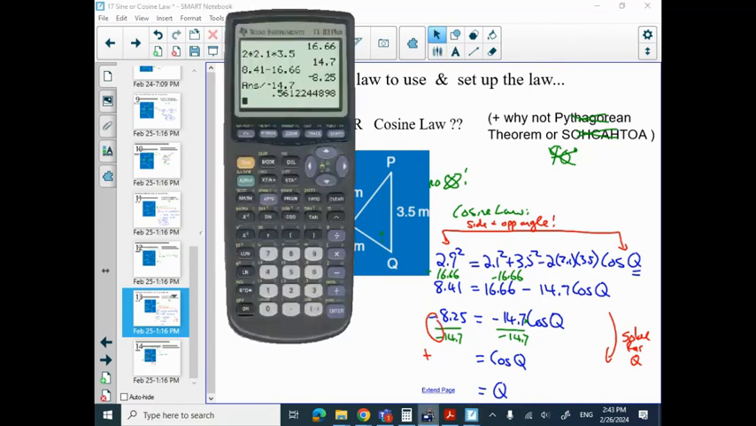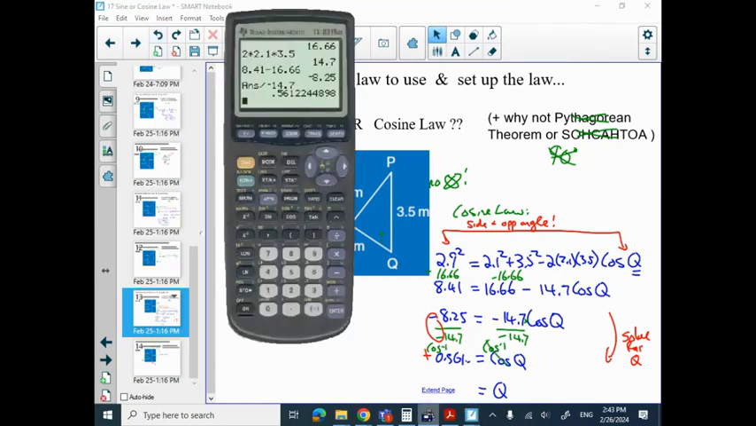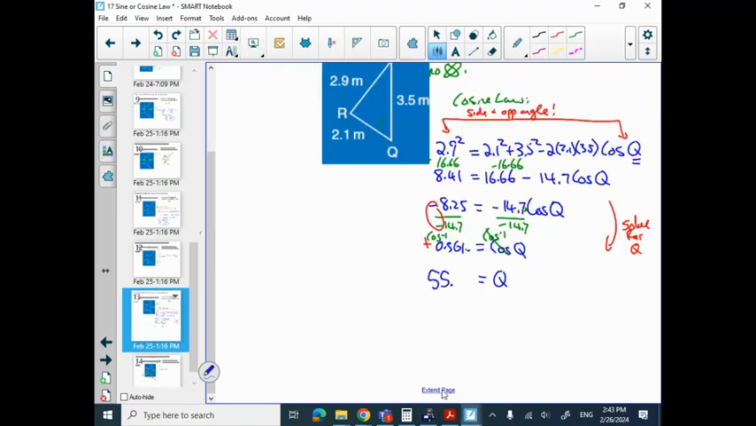But we ended up with 0.561, and keep some decimals. Take the root of both, not the root, correction, right? We want to get rid of cos. I'm ahead of myself there, so we need to go cos inverse. That gets rid of cos. So we do cos inverse of that, and the answer gives you 55.859, so maybe 55.9 if we're going to one decimal place.